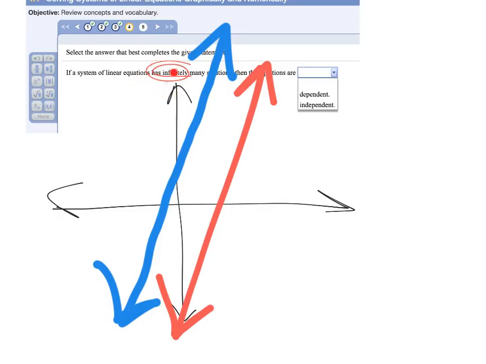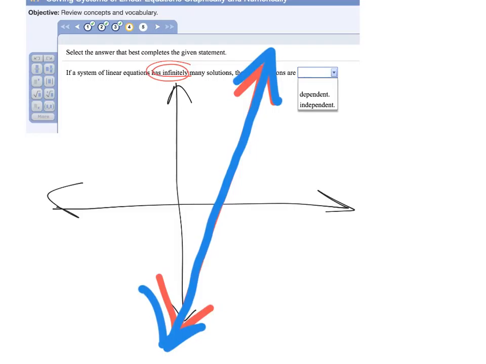So what does it mean to have an infinite number of solutions? It means those two lines are on top of each other. They are identical. And when you have an infinite number of solutions, those lines are identical, they're called dependent because they're like on top of each other. They're dependent on each other.